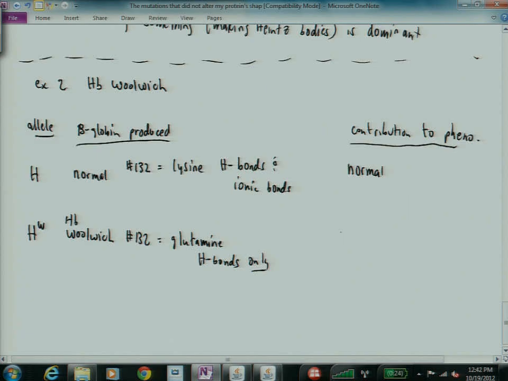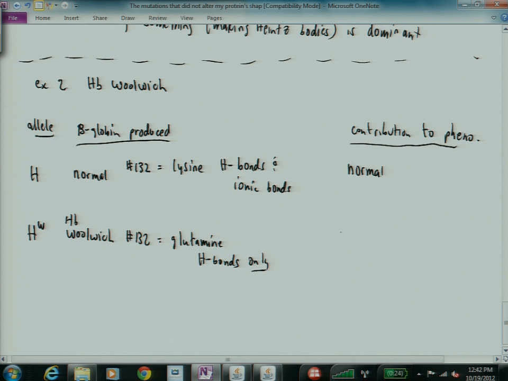In this case, hemoglobin is present. Actually, I should say it this way. Number 132 is on the surface of the protein. I won't have time to show you the structure, but if you could see it, it's up on the surface of the protein. Hemoglobin is present, and no Heinz bodies. No Heinz bodies form, but it doesn't bind oxygen well at all.